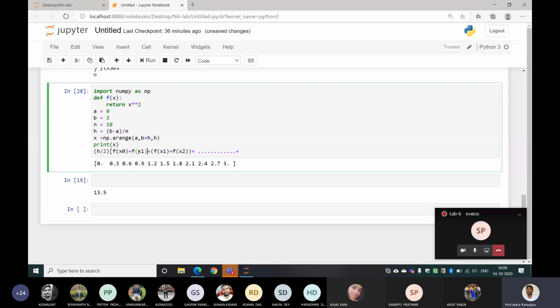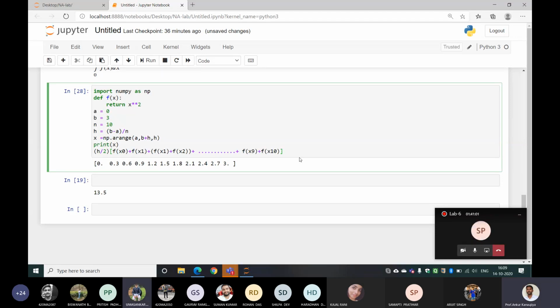f of x0, f of x1, f of x1, f of x2. In the last, f of x9. This is not part of the code, I'm just explaining the purpose. Finally I will change to x10 and then close the bracket. So everybody agree with this? This is the answer. By using the trapezoidal rule, in each interval we are applying the trapezoidal rule.